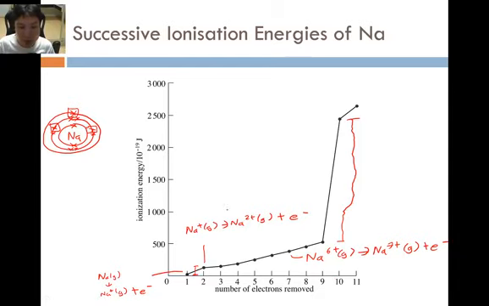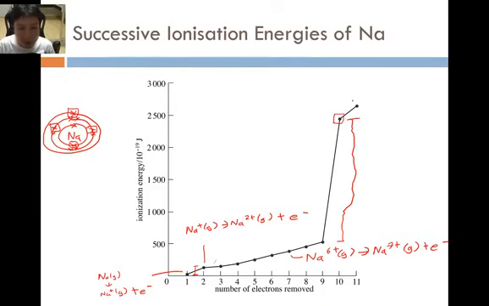quantum shell. So notice this is 1, 2, 3, 4, 5, 6, 7, 8, right? So as we remove 1, 2, 3, 4, 5, 6, 7, 8, the 10th electron, which is this one, will now correspond again to the inner principal quantum shell, which is closer to the nucleus and more strongly attracted, and hence a much larger amount of energy is required to remove this electron.